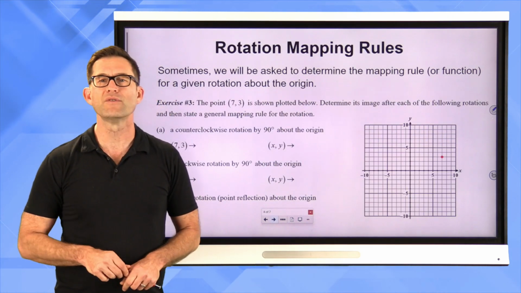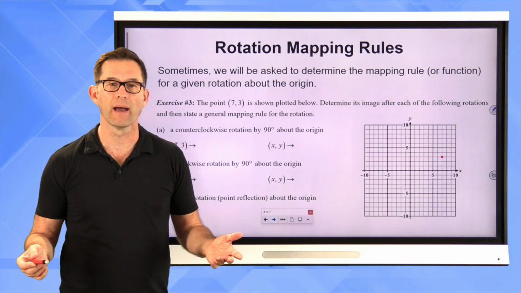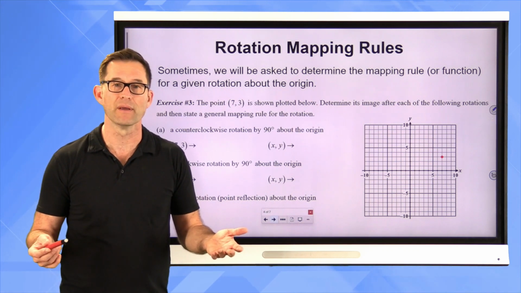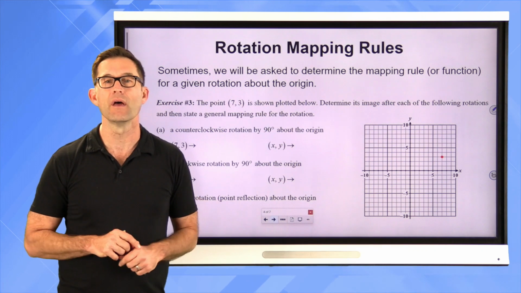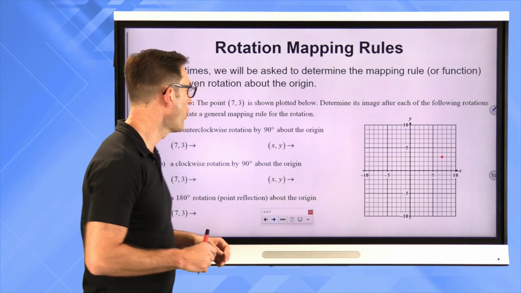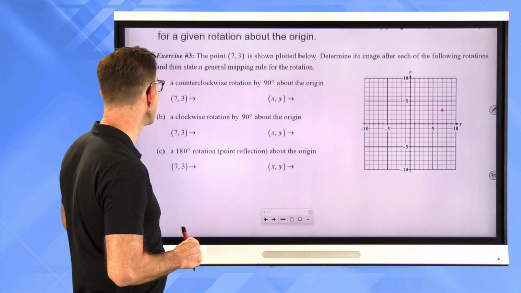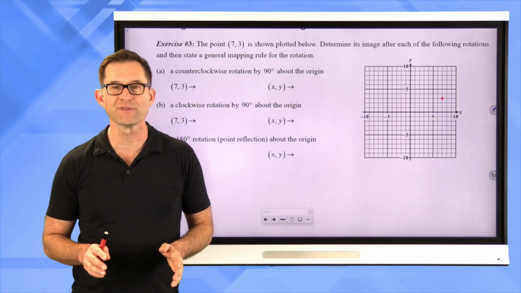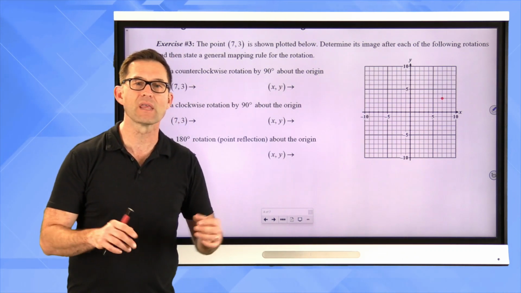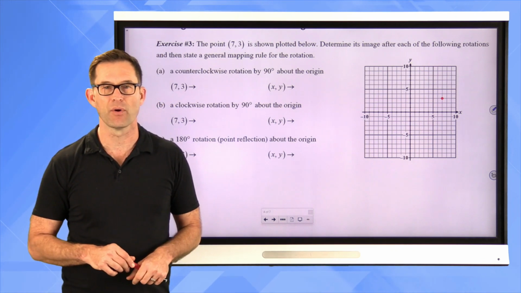Now let's talk about rotation mapping rules. Sometimes, unfortunately in my opinion, we will be asked to determine the mapping rule or function for a given rotation about the origin. All right? So let's take a look at how we can think about those rules or how we can maybe deduce them by looking at a particular example.